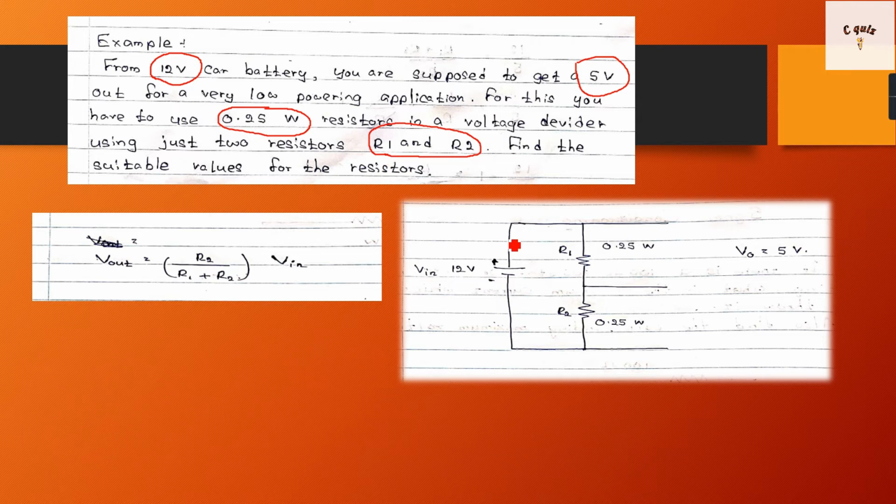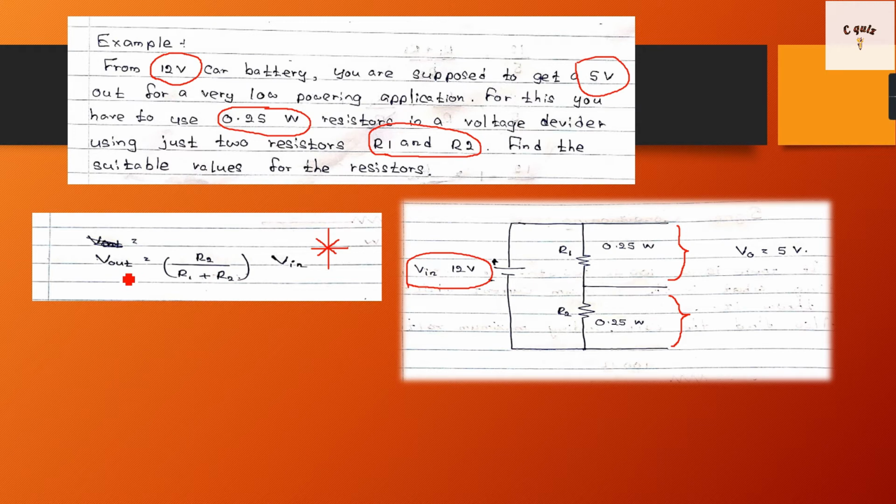So in here, this is our sketch. This is the input voltage, equal to 12 volts, and this is the output voltage. We need to get 5 volt out. So this is the resistance. Each resistor's power is 0.25 watt. This is the very important thing, because this whole question depends on this equation.